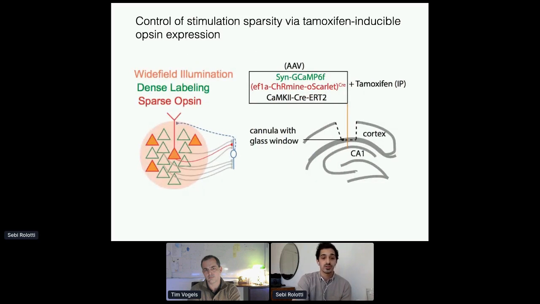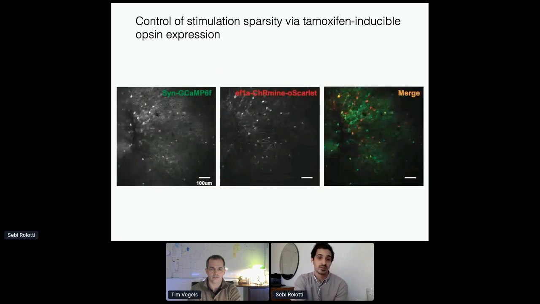To test this, we turned to an approach to more carefully titrate cell stimulation sparsity by titrating the sparsity of opsin expression. For this, we used a viral approach in which a tamoxifen-inducible Cre is targeted to pyramidal cells using a CaMKII promoter. And alongside that, we're going to inject a Cre-dependent Chrimson and a Cre-independent GCaMP that's going to allow us to monitor both stimulated and unstimulated cells. So this is what that expression looks like. Note the broad GCaMP expression and the significantly sparser opsin co-expression here in about 5% of the pyramidals.